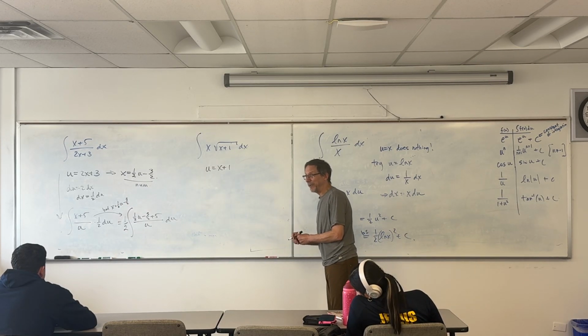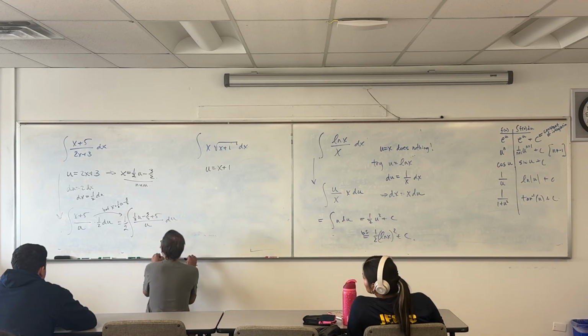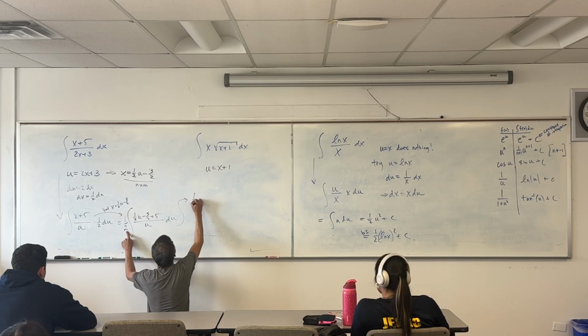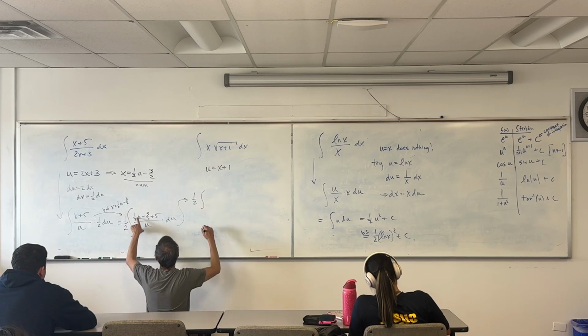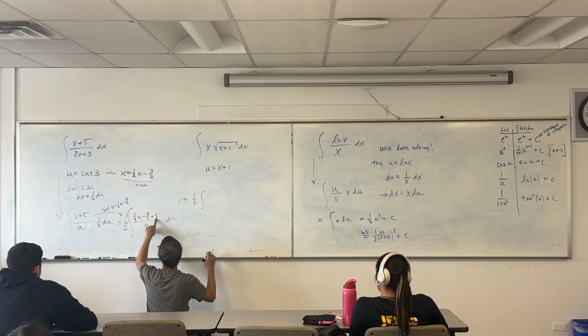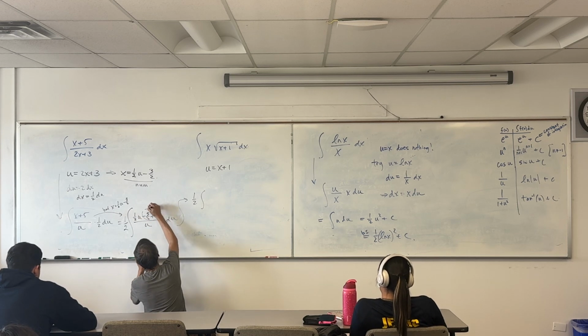Still looks terrible, but don't worry. I can see it on your face. You're like, I don't get it. Let's fix it up a little bit. So I've got my 1/2 integral. Now this, I can bring these two guys together. So this is 10 halves minus 3 halves. This all becomes 7 halves right here.